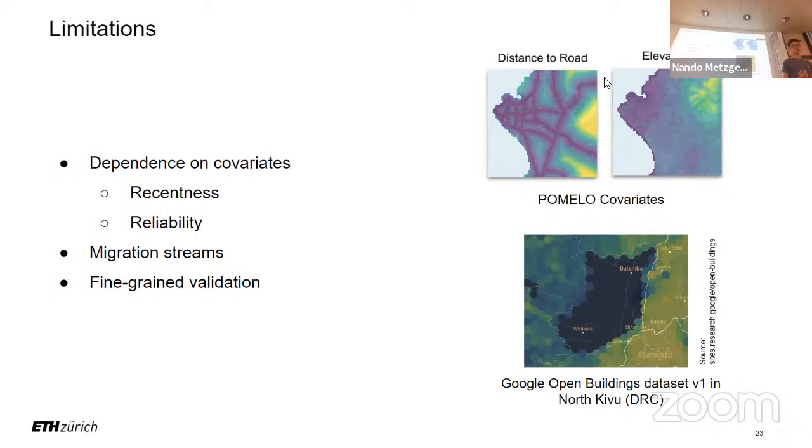One other thing is that migration streams are super hard to model because the building counts don't always show tents, which would ideally be quite nice. And then lastly, the fine-grained validation is still a problem.